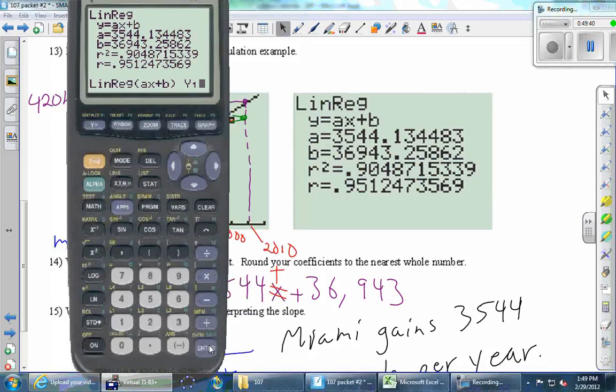Serge, you got it? You know where to find Y1? Go ahead. Tyler, you got it? Super. That is written in the text, yeah, in the packet.